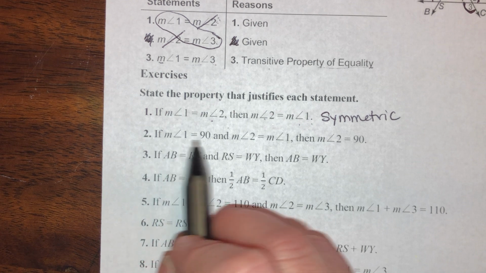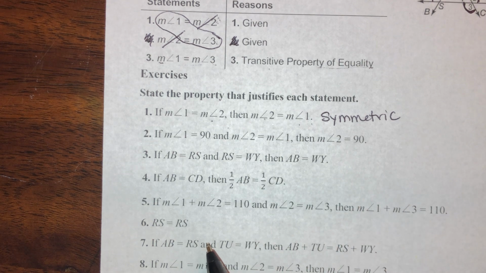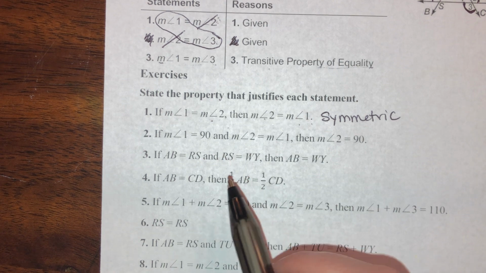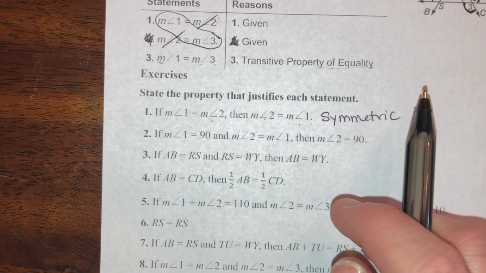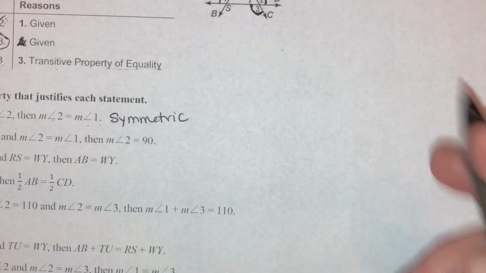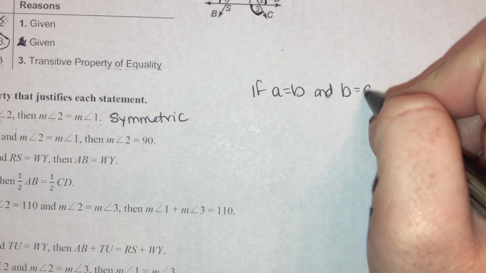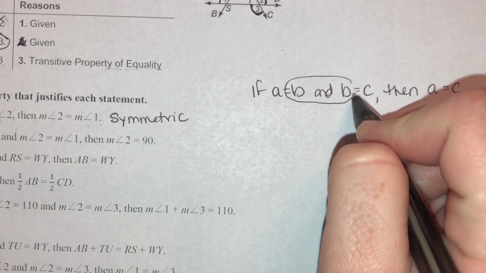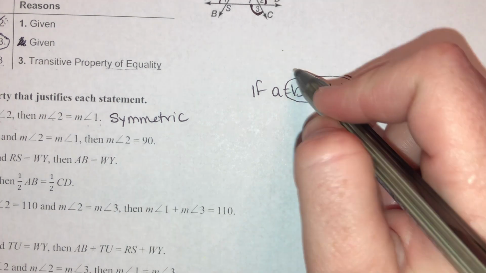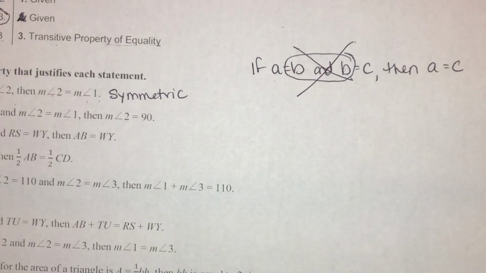Okay, line 2. If angle 1 equals 90 and angle 2 equals angle 1, then angle 2 equals 90. Okay, so we have to be careful here because this looks like it could be transitive, right? But to be transitive, you literally have to have the exact same thing listed next to each other, right? Again, transitive is if A equals B and B equals C, then A equals C. This B is listed here in the middle. It's next to each other. We could just cut that out and say that A equals C. It has to be written that way to be transitive.